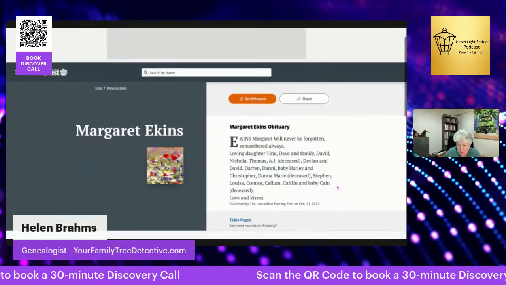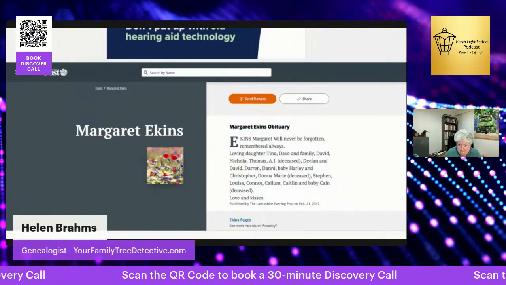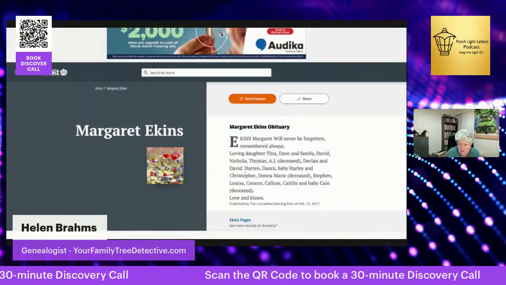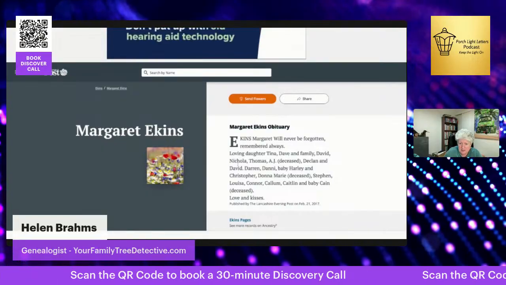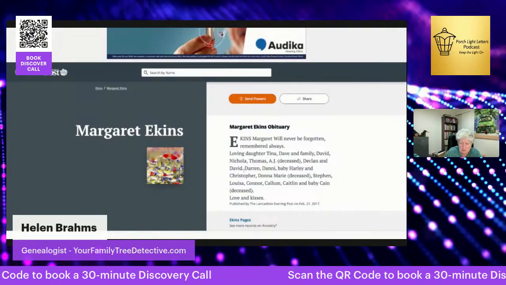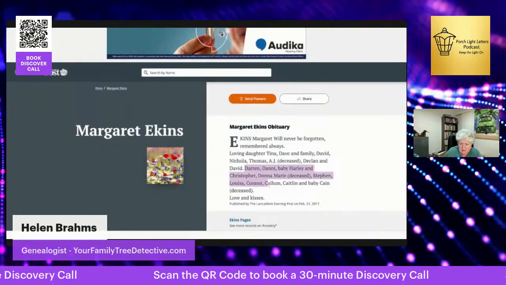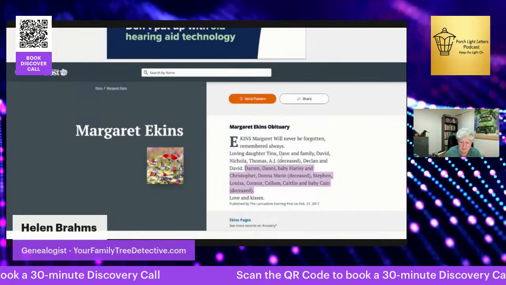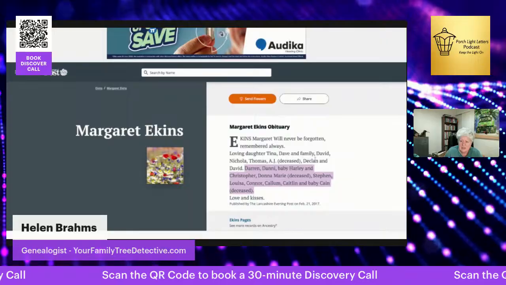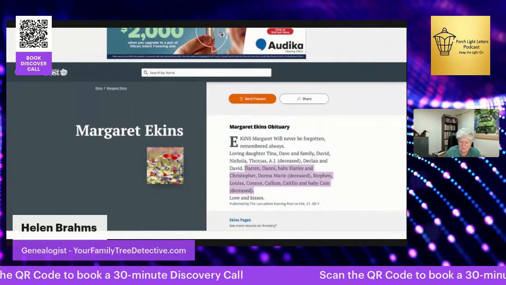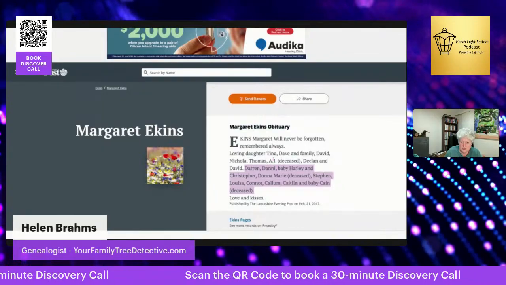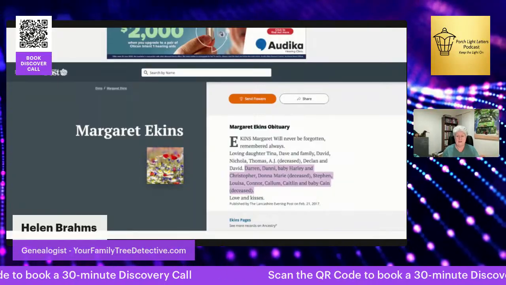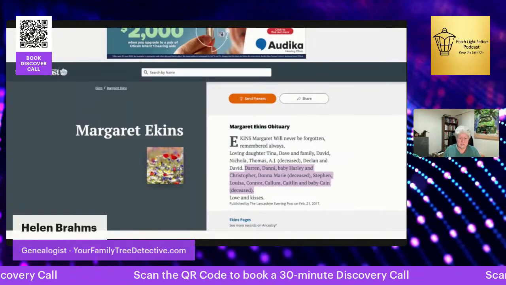Looking at this, we've got all these names. So we've got David, Nicola, Thomas, AJ, Declan, and David. From this down, I will say Tina and Dave are the mum and dad of this family, and Tina is the daughter of Margaret. David, Nicola, Thomas, AJ, Declan, and David are the children of Tina and Dave, and from Darren downwards would be the grandchildren of Tina and Dave. That is how I would read that. I would then confirm that by finding other records to back it up.